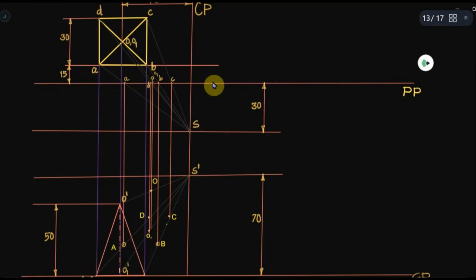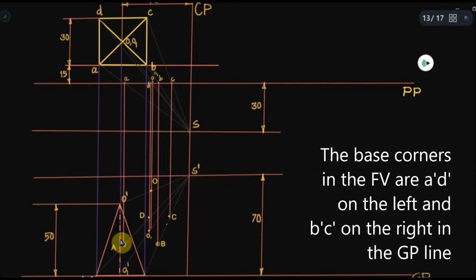In fact, we have located A already, and the other projectors from D, O, O1, in fact O and O1 coincide, then B and C. See here, those vertical projectors have been drawn and they are intersecting with the respective lines in the front view. A we have already marked.